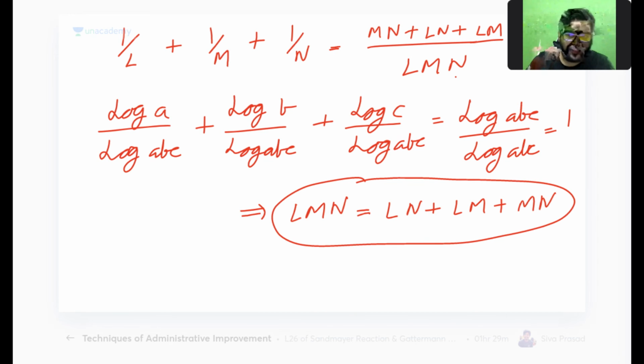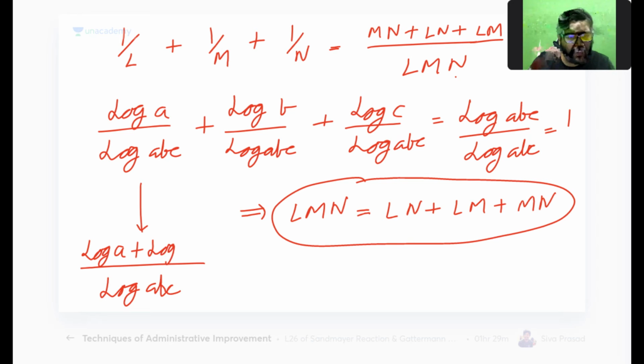How did log ABC come about in this step? See this, I can take log ABC in the denominator. In the numerator, I will have log A plus log B plus log C, which is log ABC. Tanu, this is what you are asking.